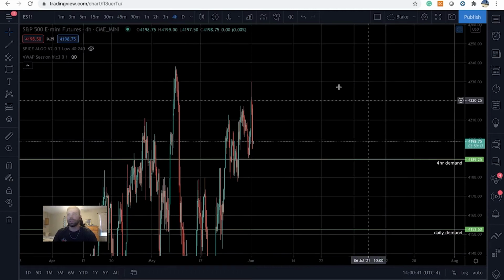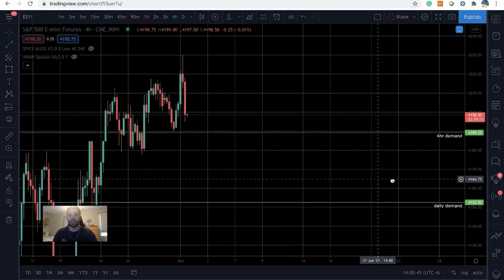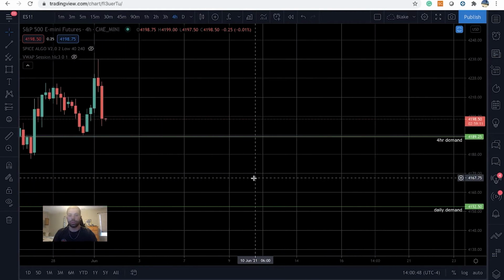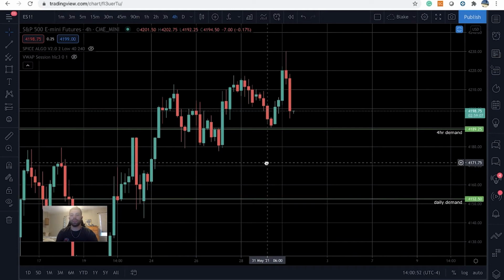All right, so 4-hour demand. It's looking pretty good on the 4-hour. I don't see too much. Keep looking. Another note you guys want to make is we have to have fresh supply and demand zones, right?